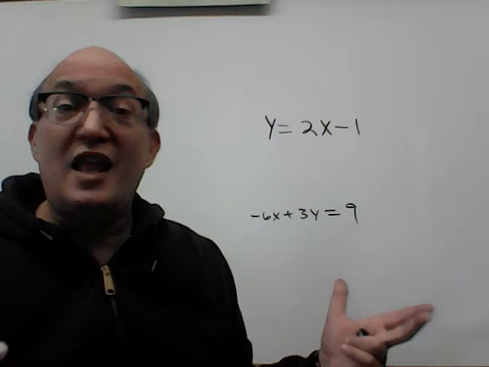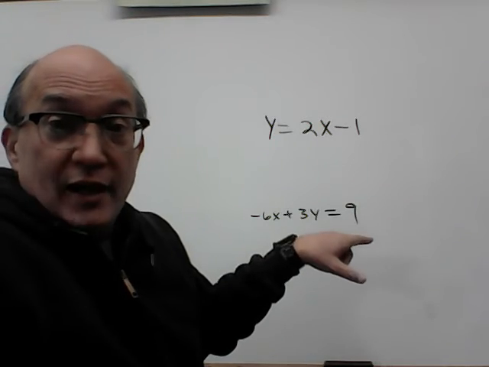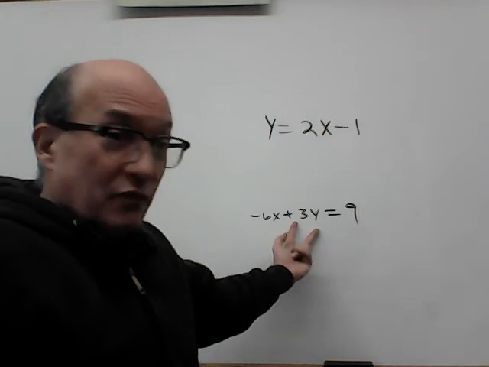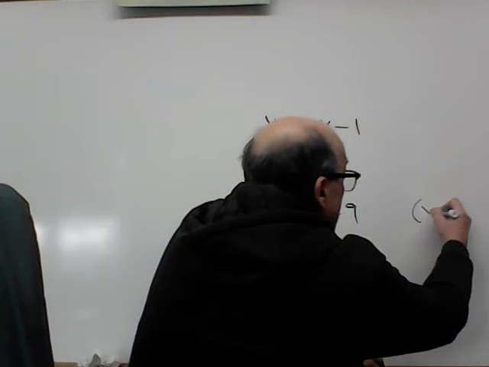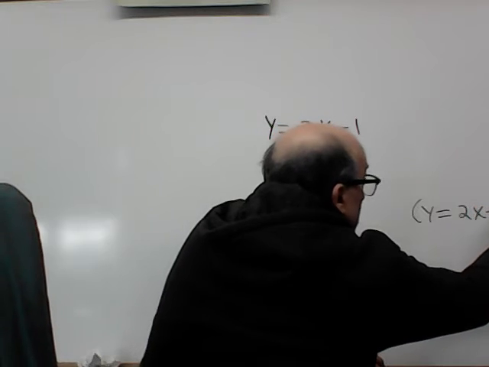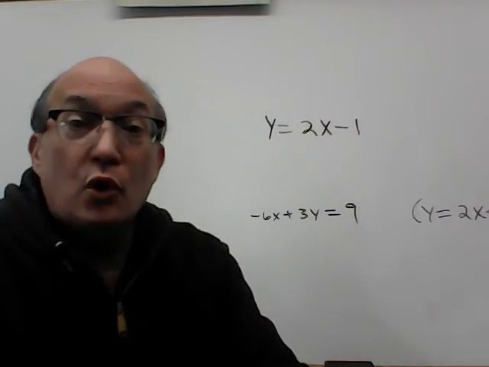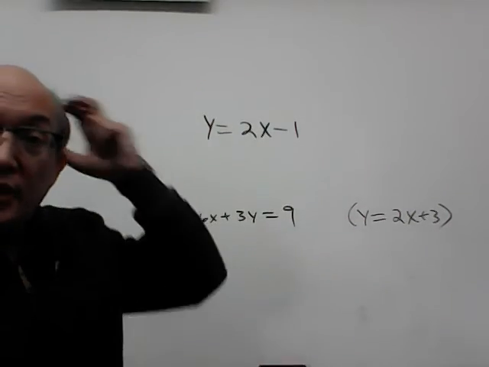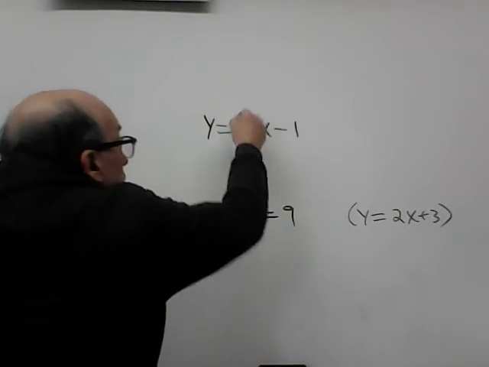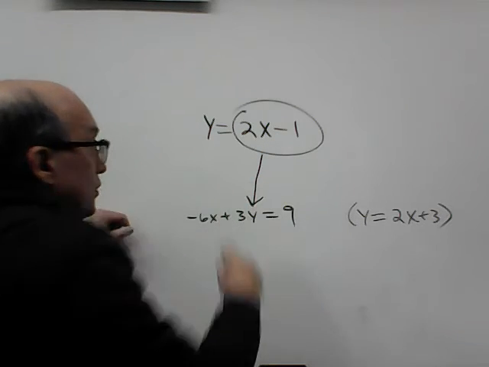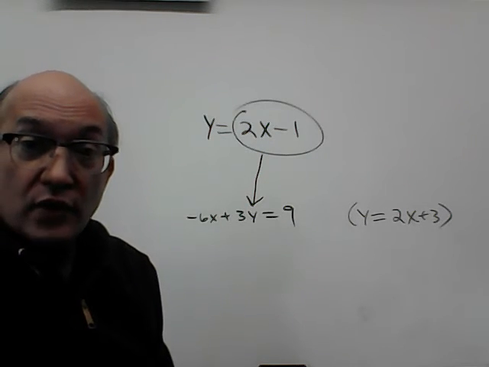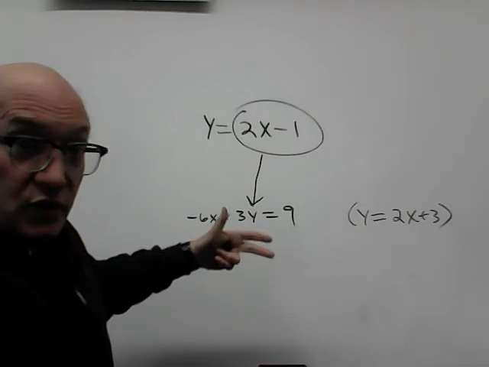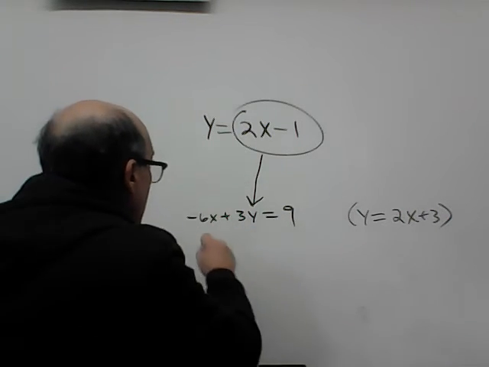So let me erase that and say that this is our system. But of course, it's the same as y equals 2x minus 1 and y equals 2x plus 3, because this is equivalent. This is y equals 2x plus 3. Those are the same 2 lines. This and this are equivalent equations, therefore the same line. All right, so substitute. Put the 2x minus 1 in for the y down here.